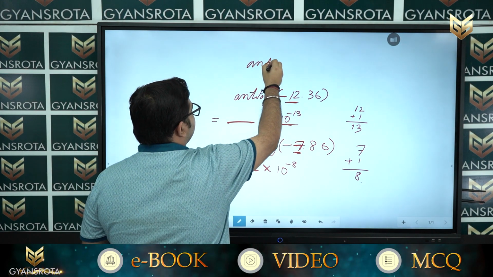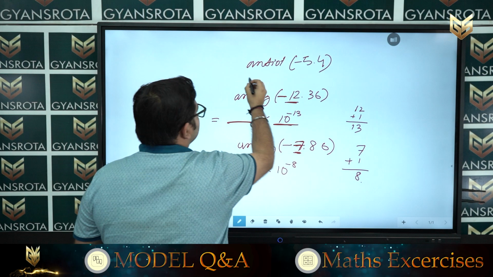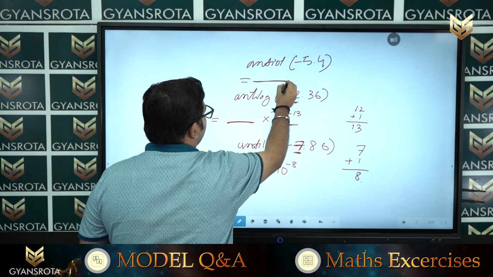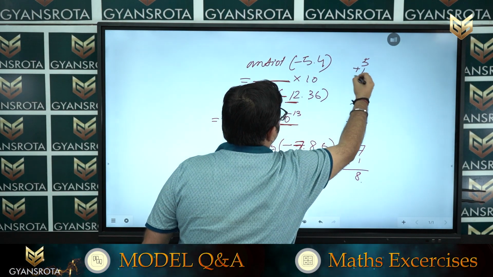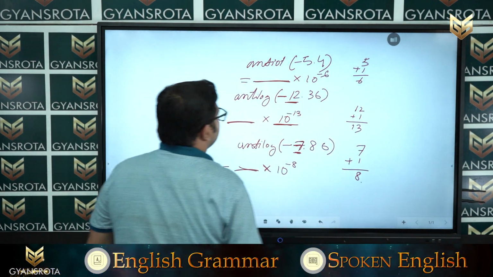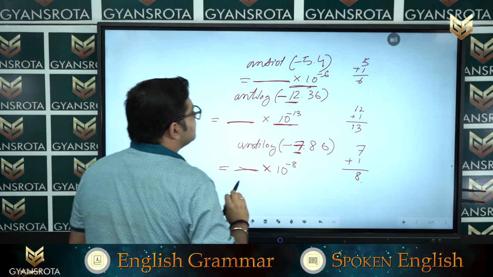Similarly, if anti-log of minus 5.4 is given, some value will come here into 10 to the power of minus 5, add 1, that is 6, so 10 to the power minus 6. So this is the easiest way to solve any anti-log values.